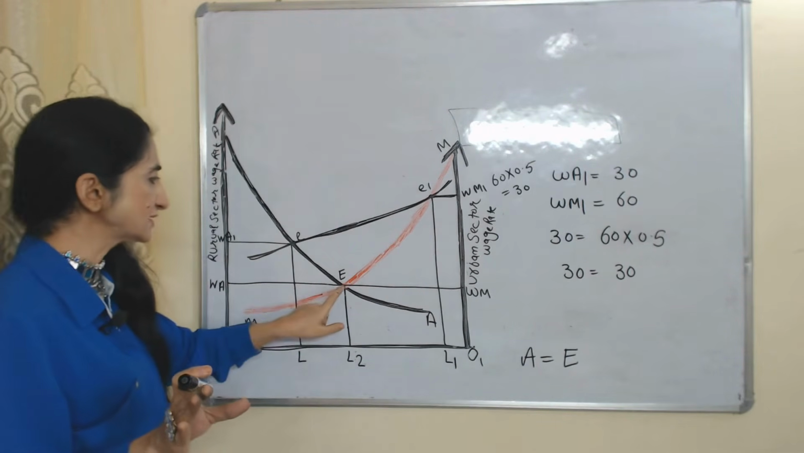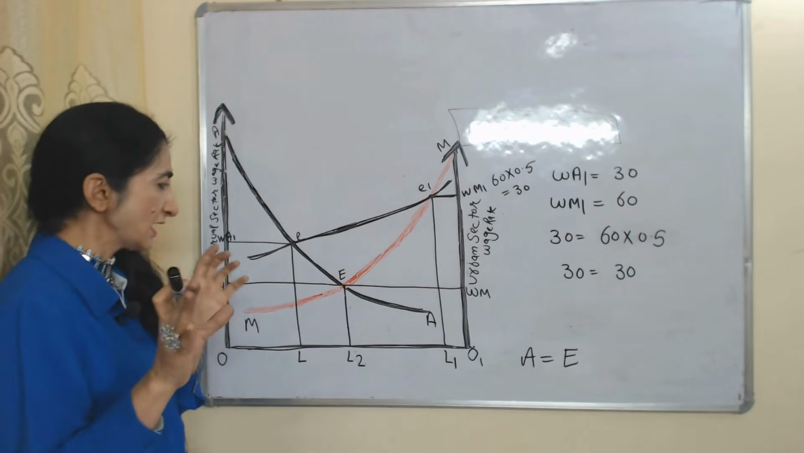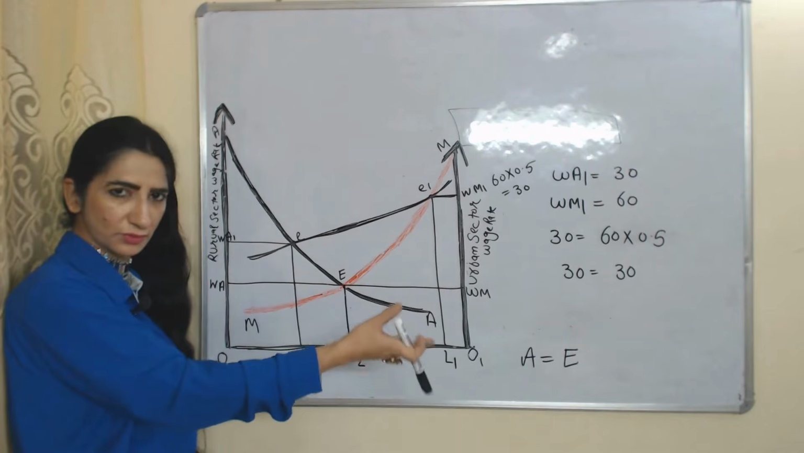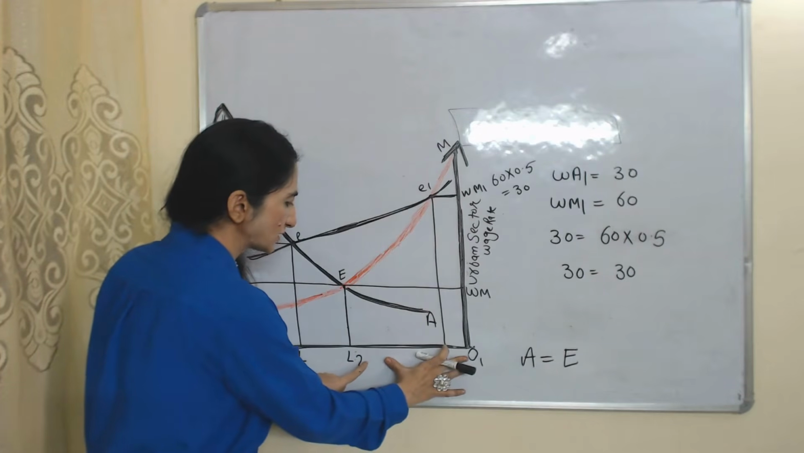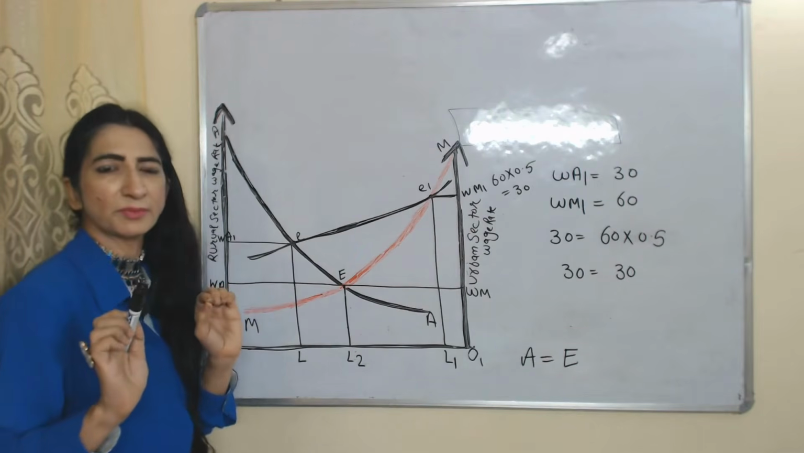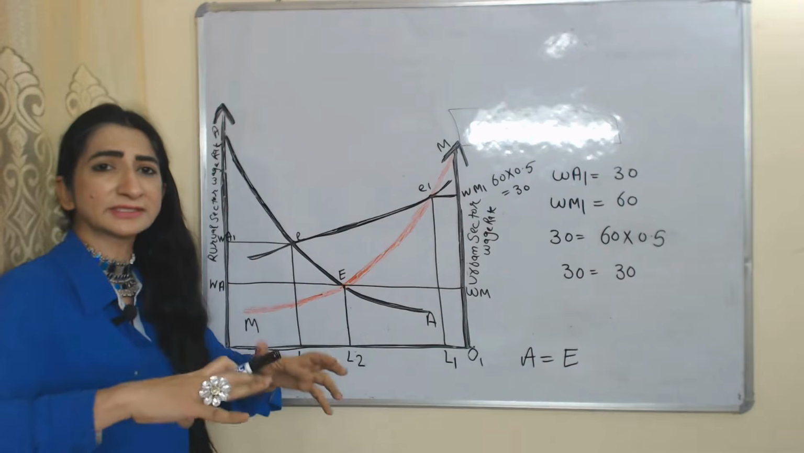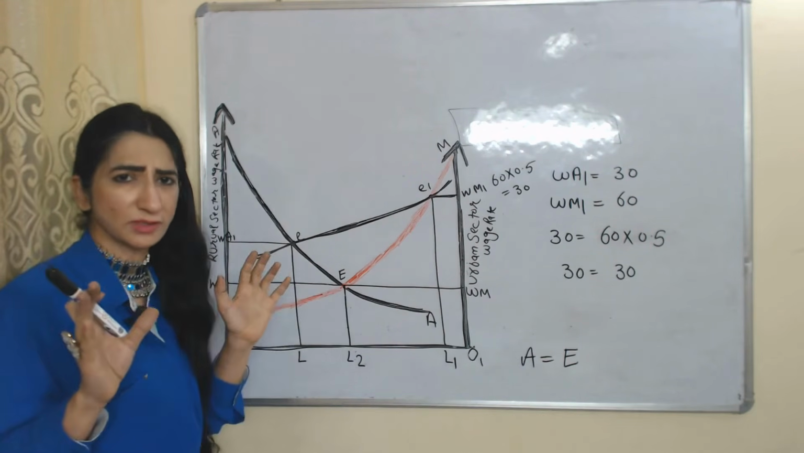So we can say that at this E point, the wage rate in both sectors is exactly equal. At this equilibrium point, OL2 workers are employed in the rural sector and O1L2 workers are employed in the urban sector. So E is our initial equilibrium point. At this equilibrium point, there is no unemployment, or we can say there is no migration, because the wage rate in both sectors is exactly equal.